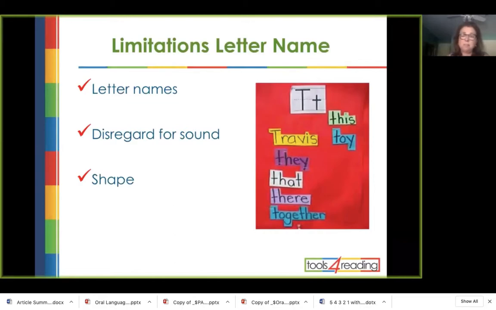And that's been a strategy that's been promoted some, but having students outline the shapes of words really has nothing to do with the linguistic form of words.